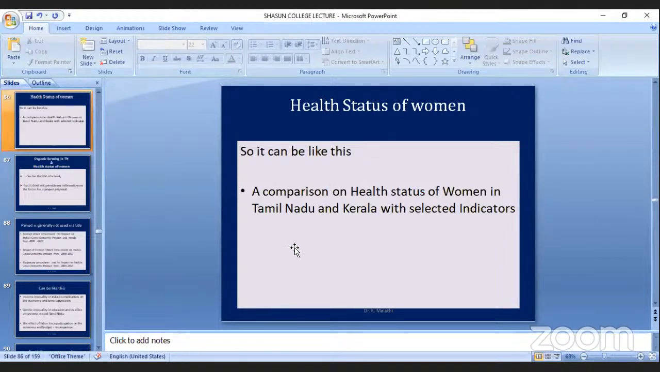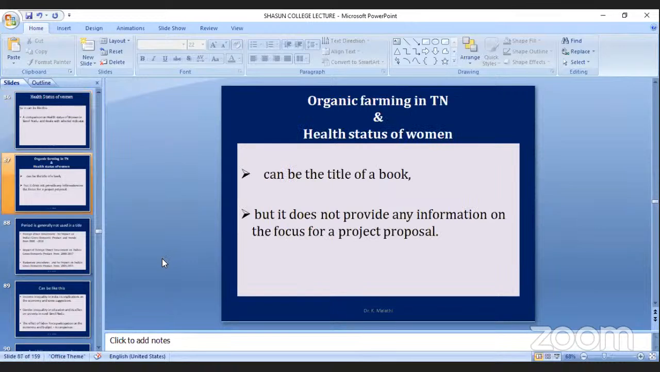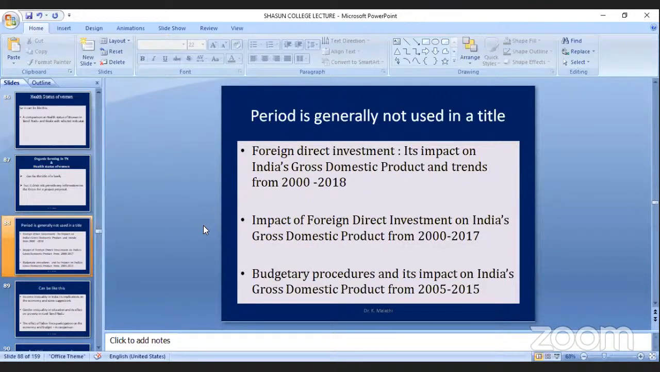So now you know you're going to compare Tamil Nadu and Kerala, taking selected indicators, because health has lots of aspects: life expectancy, infant mortality, maternal mortality, crude birth rate, crude death rate. All that cannot be taken. You take only selected indicators. So this is how it has to be. As I told you, topics like organic farming in Tamil Nadu or health status of women can be the title of a book, because in a book you have different chapters. You can keep it for a book, not for a project proposal or a paper.